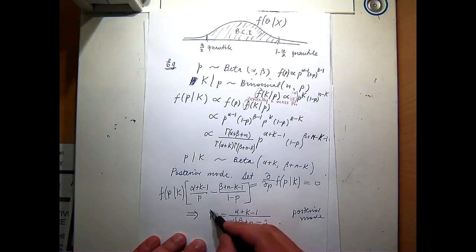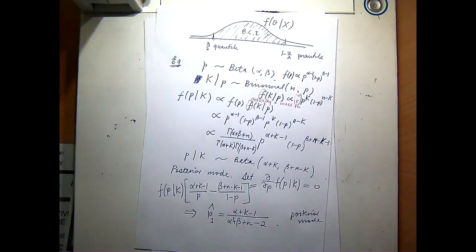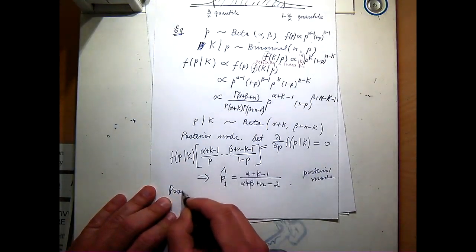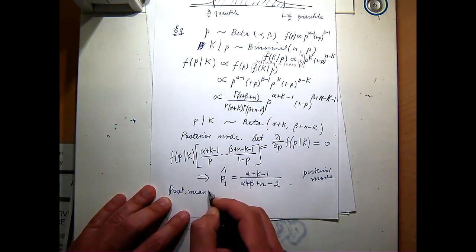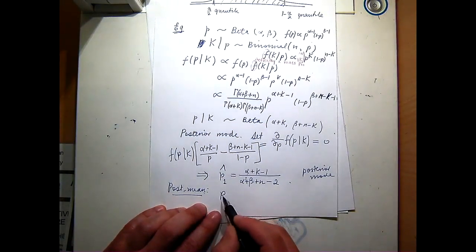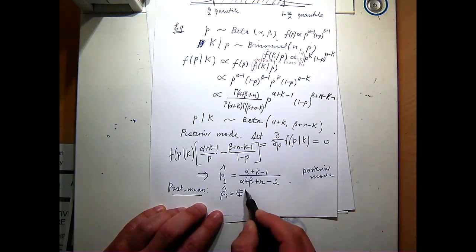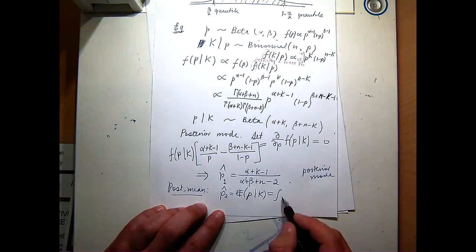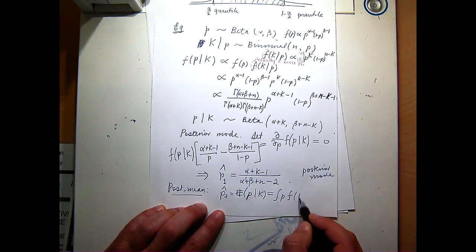Okay, I'll call this p hat 1 because there'll be another method which gives you a different answer. Posterior mean would be p hat 2, which is the expected value of p given k, which of course is the integral of p times the posterior density.